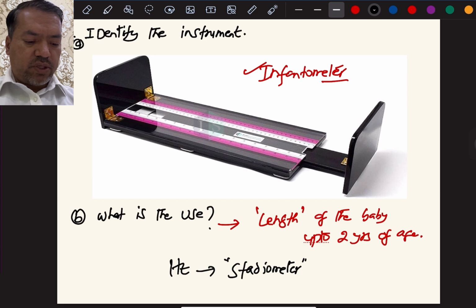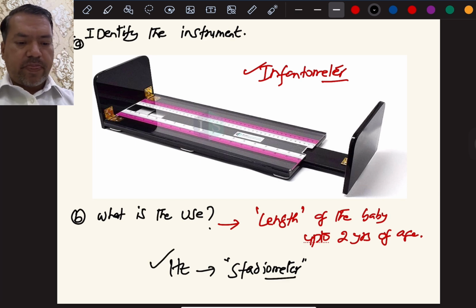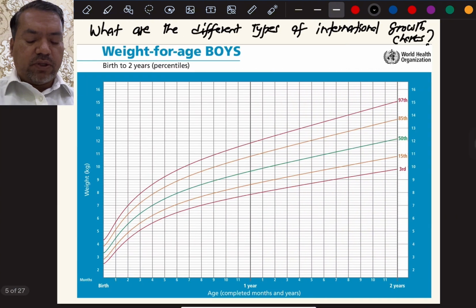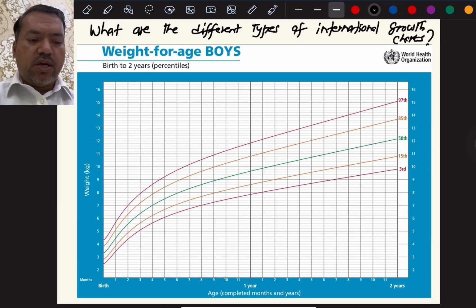Okay, so this also can be shown to you and ask the question. Now let's move on. Another one, what are the different types of international growth chart, and which growth chart is shown here? It's a very easy question, but it is very, very important one, because the pediatrician can ask a lot of different concept from here.